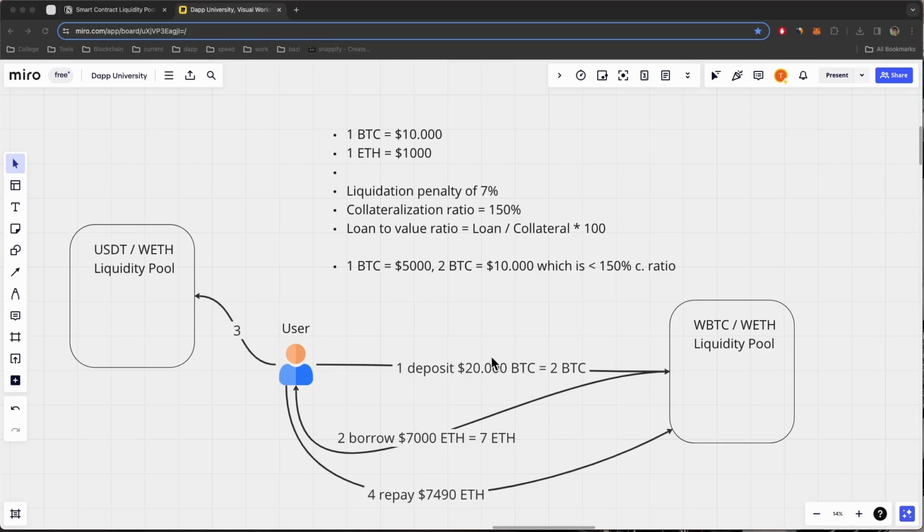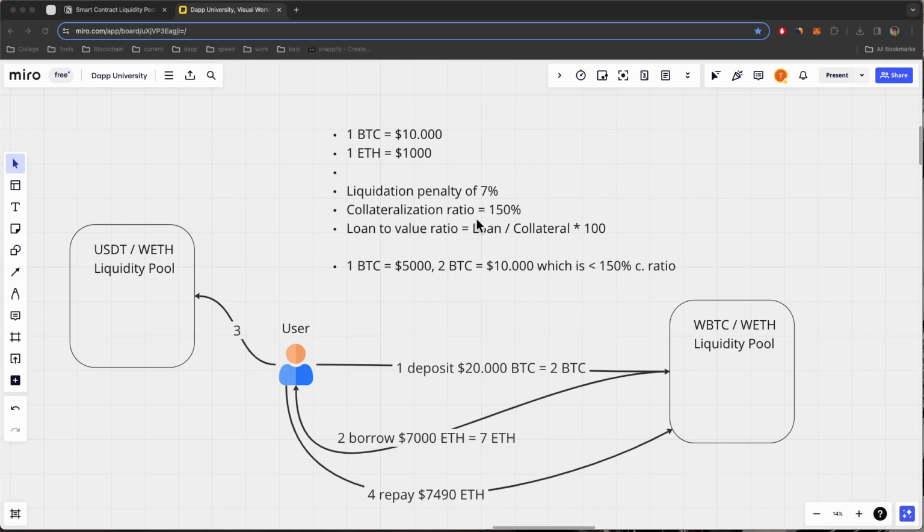What he does is, let's say he has 2 Bitcoin he wants to deposit. Let's say, for simplicity's sake, 1 Bitcoin is worth 10k and 1 ETH is worth 1000. What he'll do is lock up this Bitcoin into the liquidity pool as collateral. And let's say the collateralization ratio of this liquidity pool is 150%. This collateralization ratio is an important concept for you to grasp and understand.